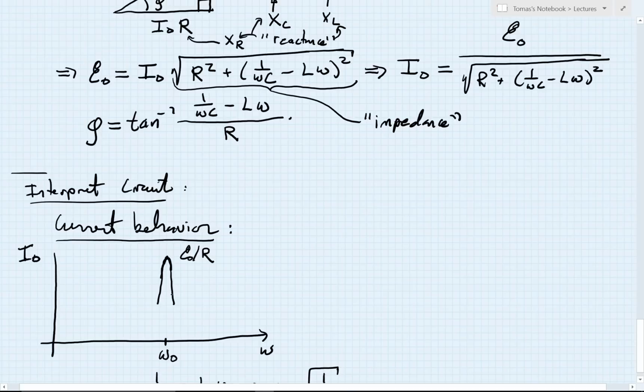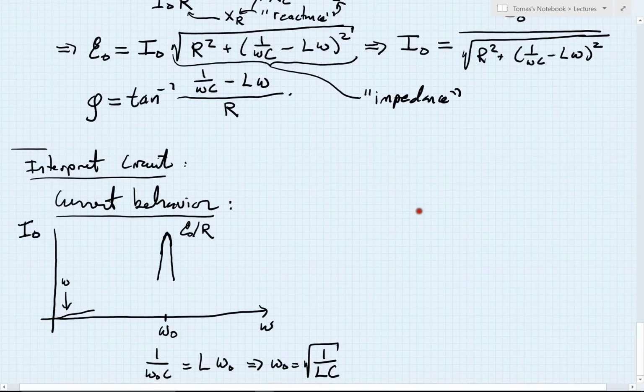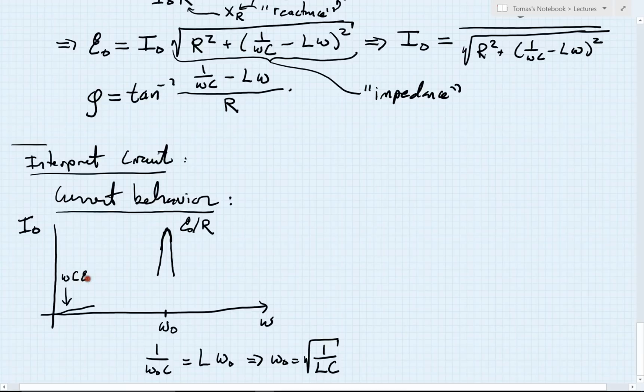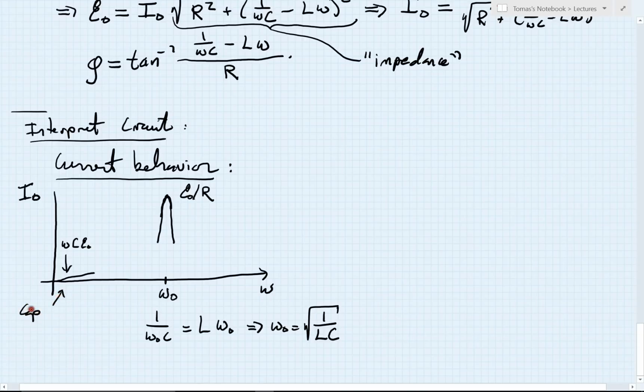I'd like you to also notice what happens at low frequencies and at high frequencies. At very low frequencies, 1 over omega C dominates the term on the bottom. And then when I square it and take the square root, I have E naught over 1 over omega C, or I just have omega C E, which is then just linearly proportional to omega. So down here we have this range where I just have omega times C times the EMF amplitude. And this is a regime where we are dominated by the capacitor. This is capacitor dominated.